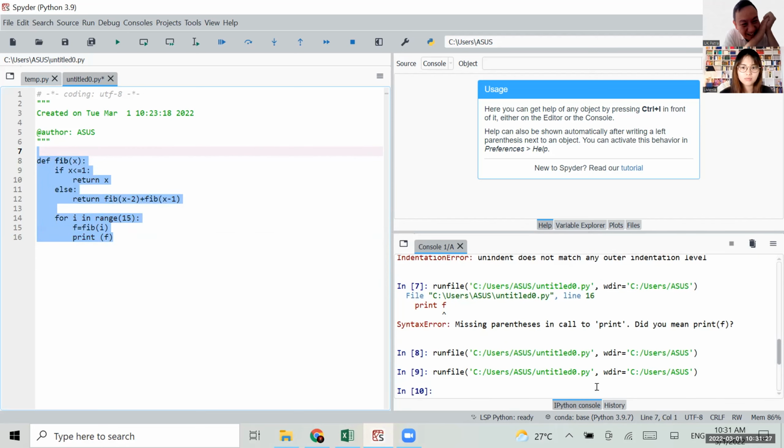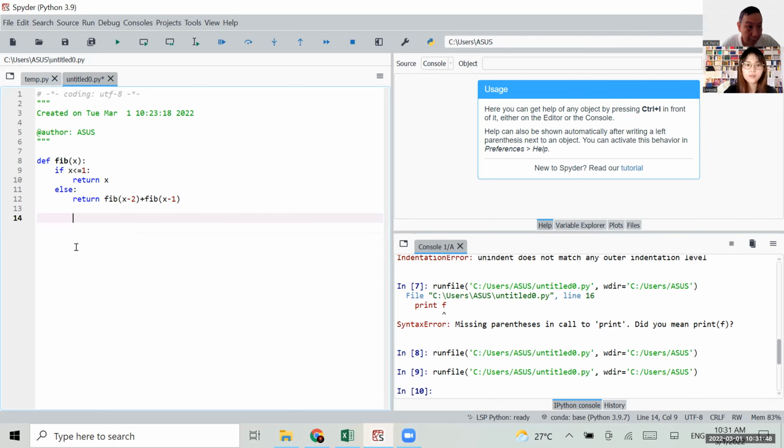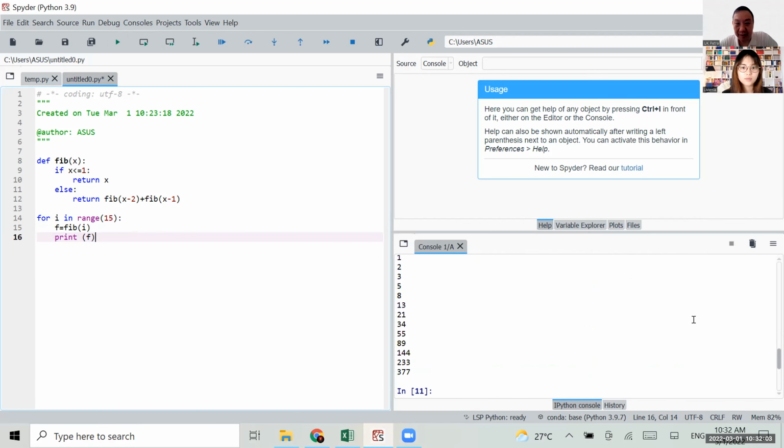Oh, no, no, no. I know what's the problem here. The 14, 15, 16, you need to put in the beginning. On top. You probably use shift tab. Shift and tab together. One more. Okay. Then you can run.